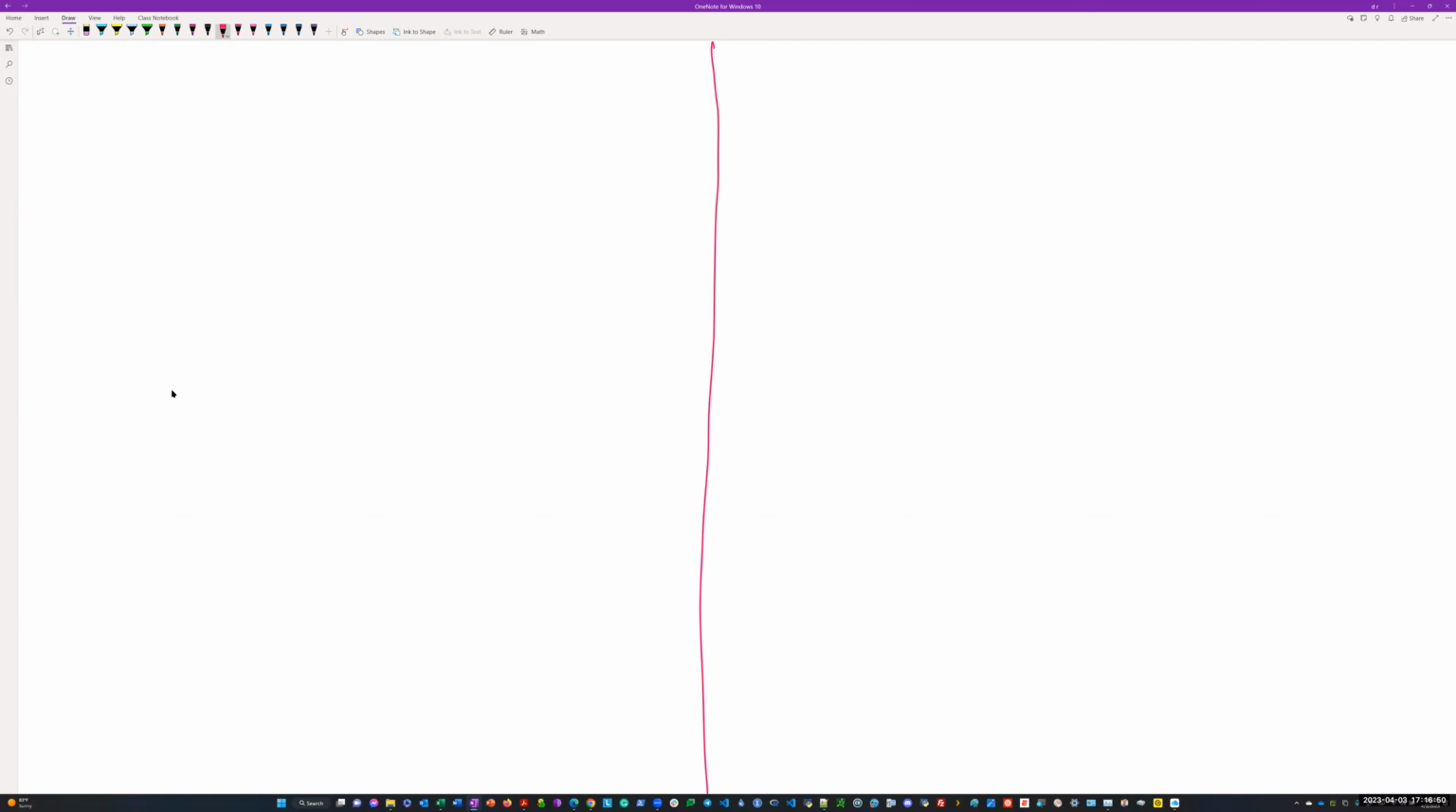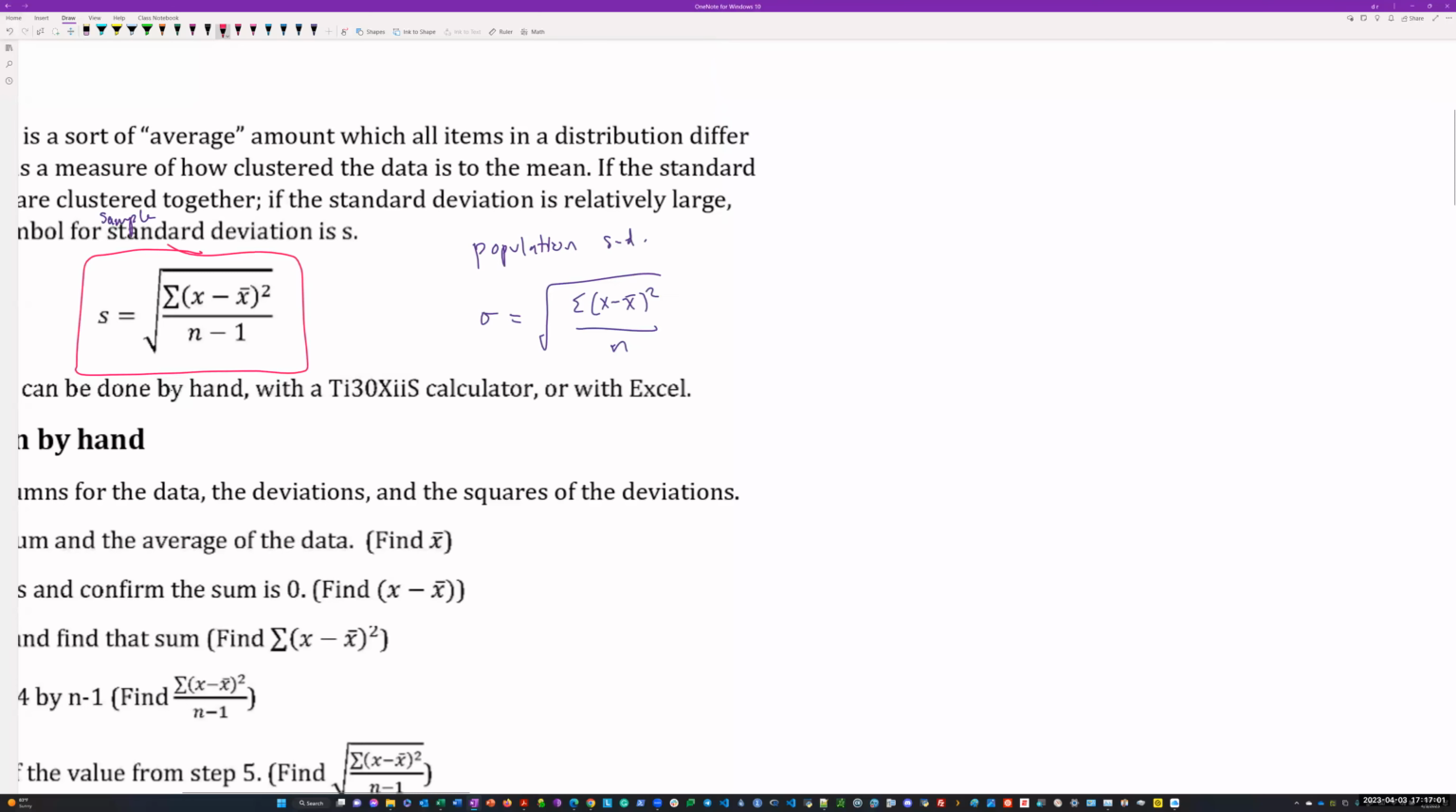And you're actually going to be able to guess the correct answer before we start. Okay? But it's not usually going to work like that. All right? This formula has a square root at the end.